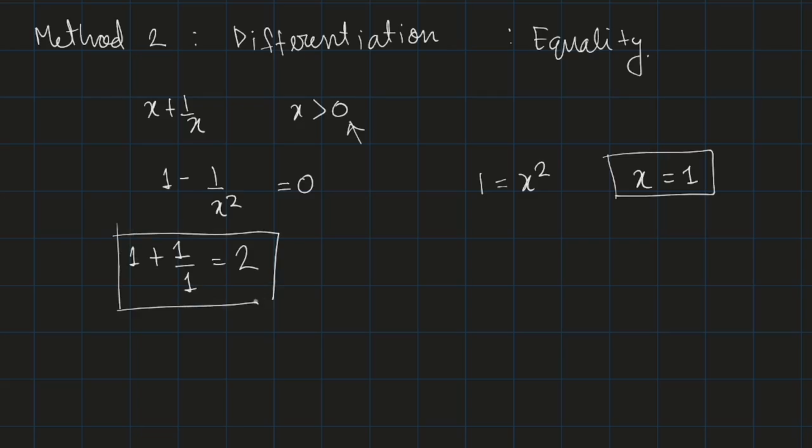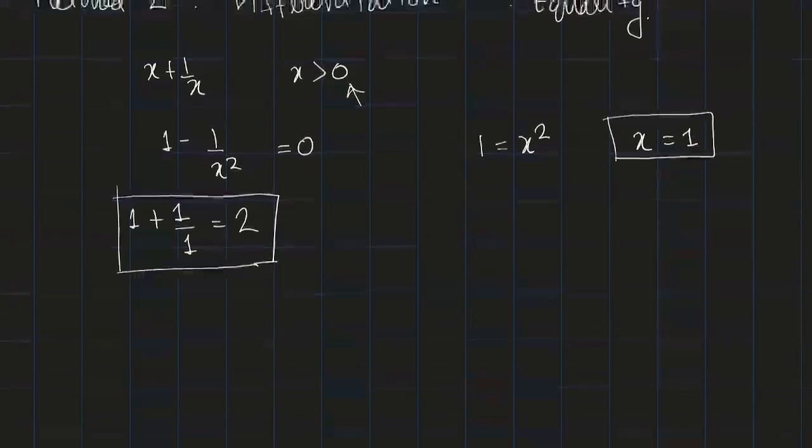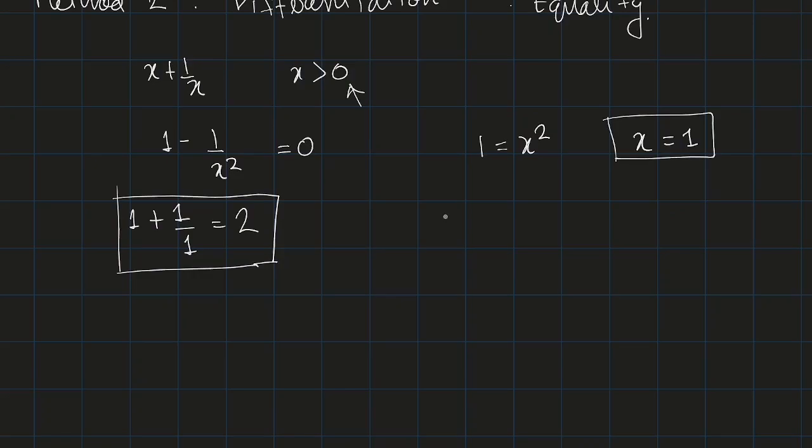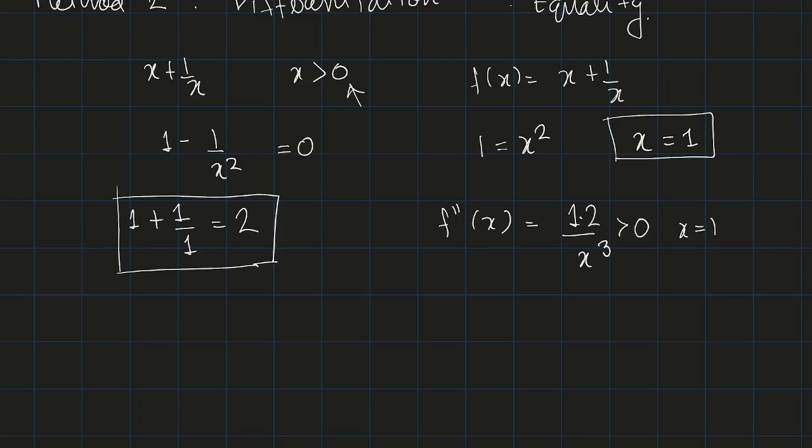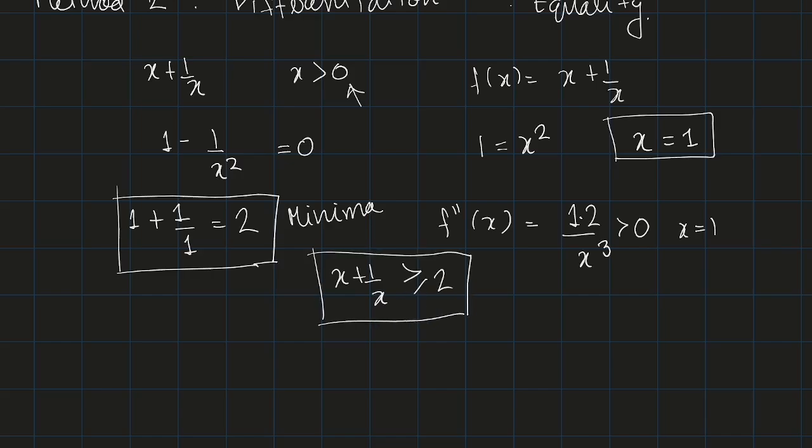Now we don't know whether it's a maxima or a minima. So to do that, we do the second derivative, right? If I write f of x as x plus 1 over x, the second derivative gives me 2 over x cubed. At x equals 1, it is a positive number. That means it is my minima. So that gives you the idea that x plus 1 over x is always greater than or equal to 2. So that is another method.